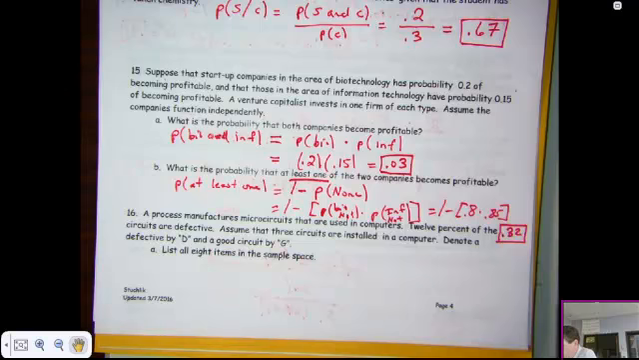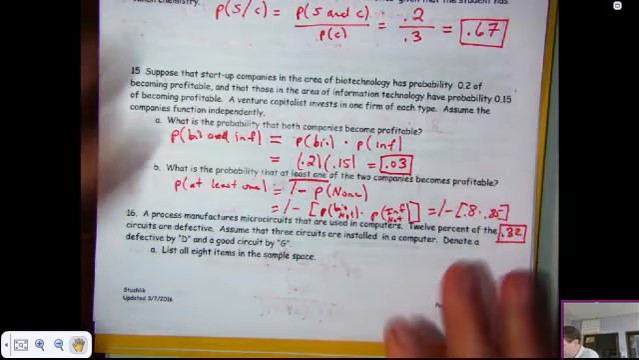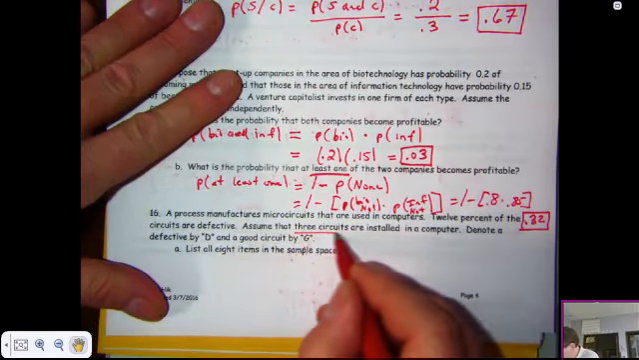Question 16. A process manufactures microcircuits that are used in computers. 12% of the circuits are defective. Assume that 3 circuits are installed in a computer. Denote a defective by D and a good by G. List all 8 items in the sample space. So all the possible things we can have. We're doing 3 circuits in a computer, right?